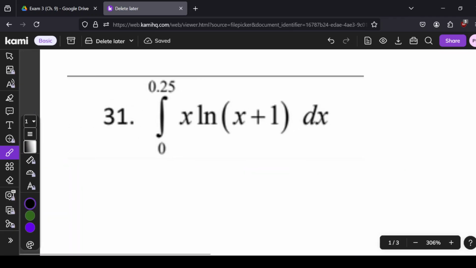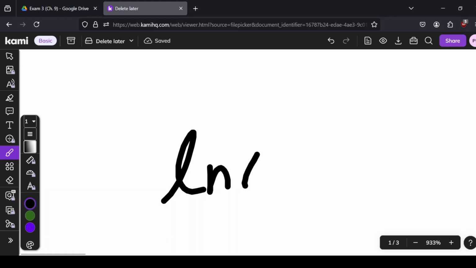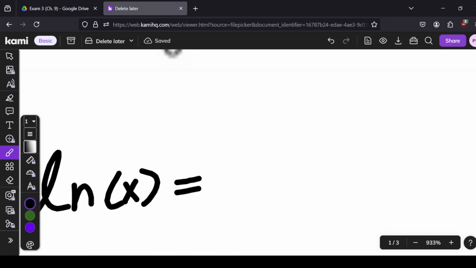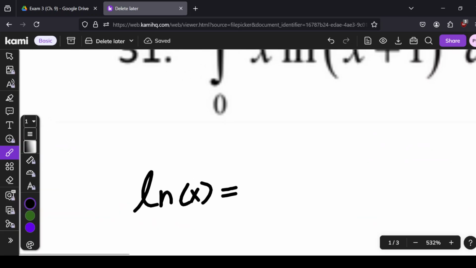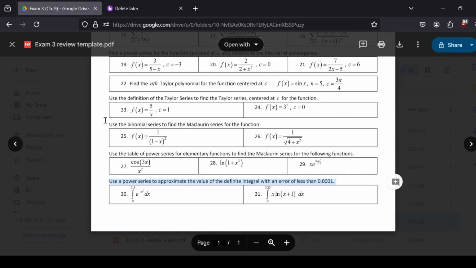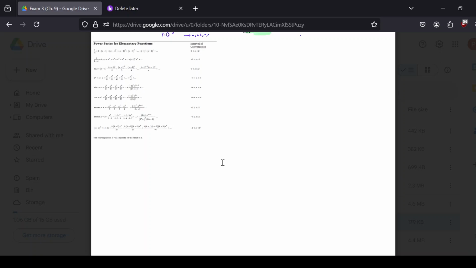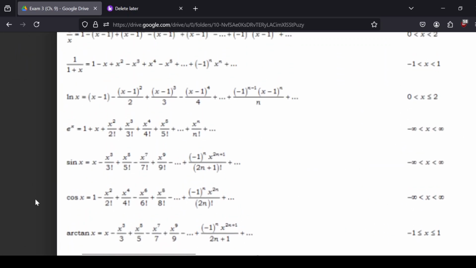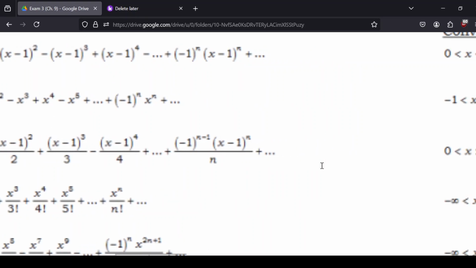So, first of all, we need to find the power series for ln x. And I don't know if we're supposed to have this memorized or not, but I don't. So I'll just pull it up. So this is the power series for ln x. I'm just going to write this part down.